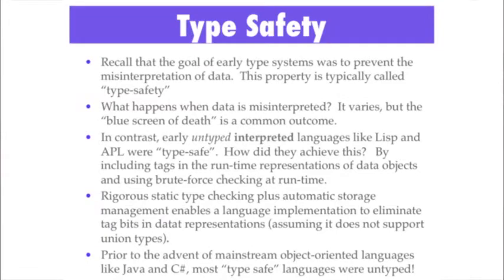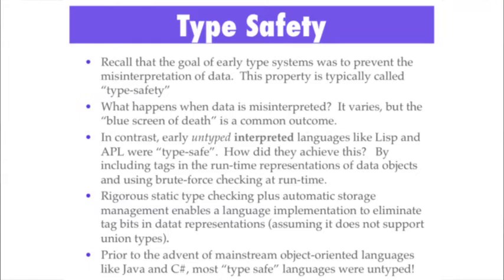These languages were very interactive, typically, and the early ones were all untyped. Two examples that come to mind are Lisp and APL. Okay. How did they manage, so they're untyped, yet they're type safe? They don't misinterpret data. If you've got all these different kinds of data floating around, how do you avoid misinterpretation? Well, the answer is pretty simple.